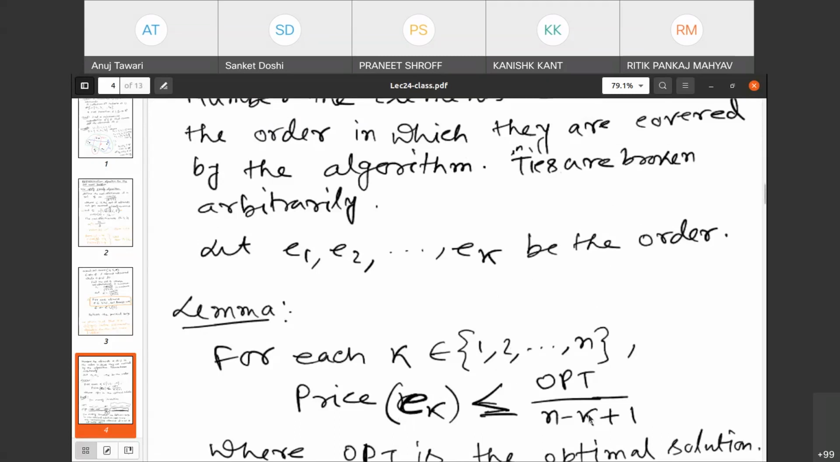And the claim we want to show is that the price of Ek is at most OPT divided by n minus k plus 1, and this holds for every k from 1 to n.